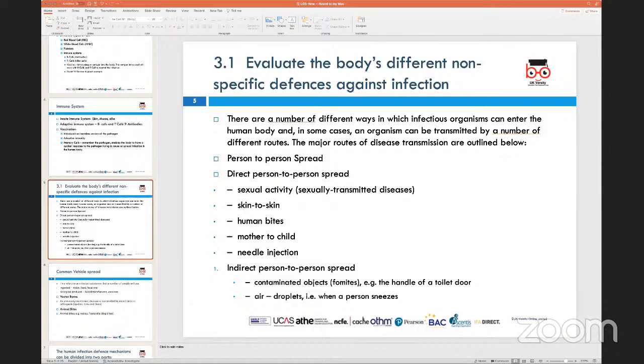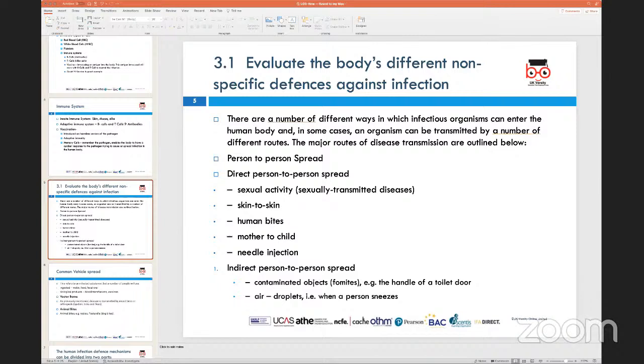Now, when we talk about specific defenses, we will talk about adaptive immunity, which is basically through antibodies and through vaccination. So when we differentiate between non-specific and specific defenses, we need to be very sure that non-specific defenses are classified under anatomic barriers and inhibitors. And specific defenses are the adaptive immune system and vaccination.